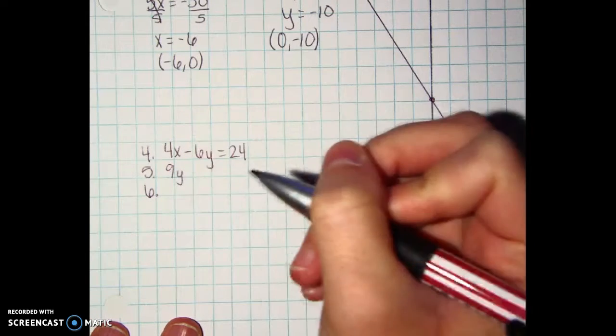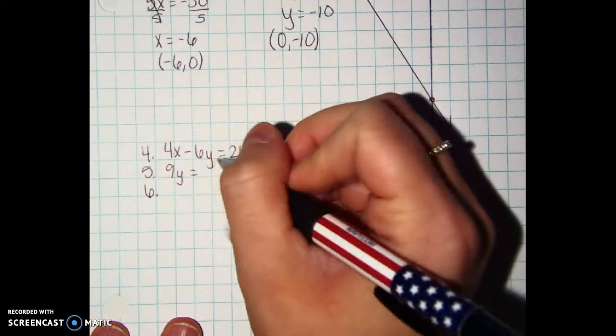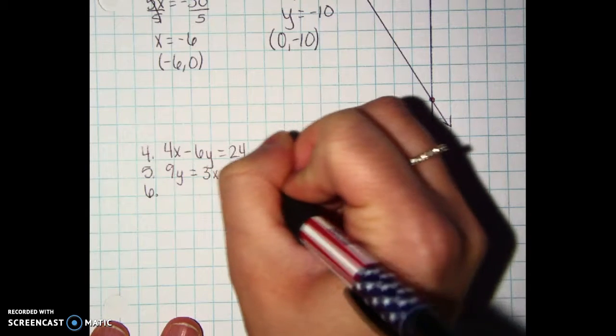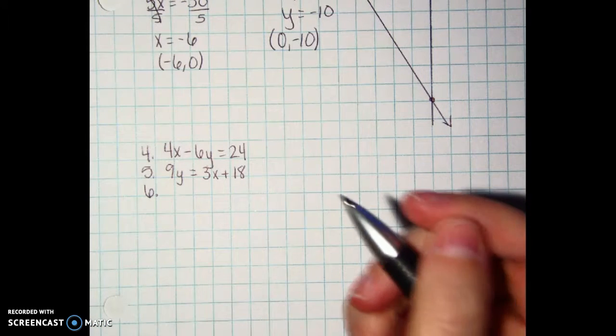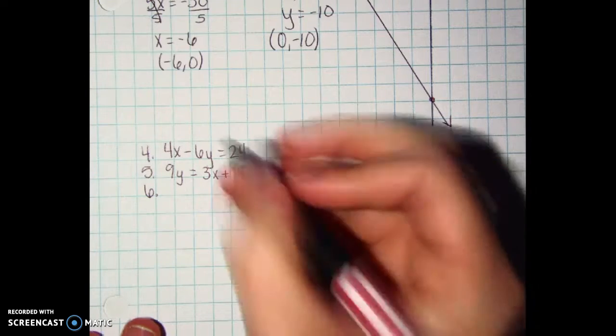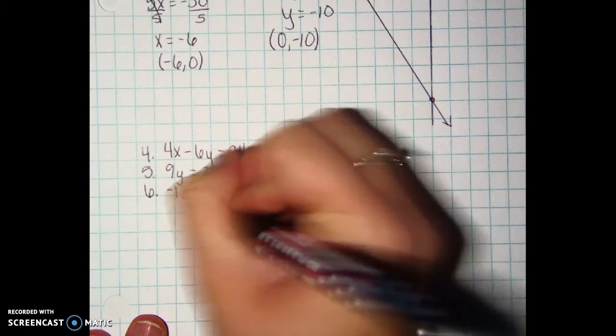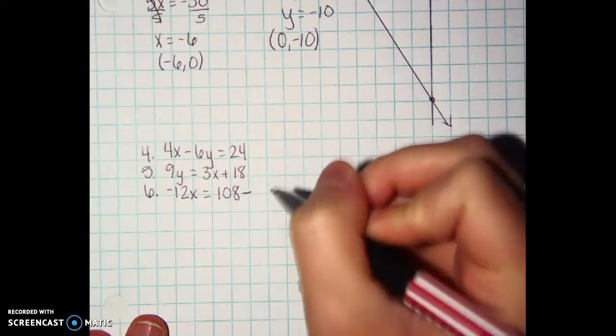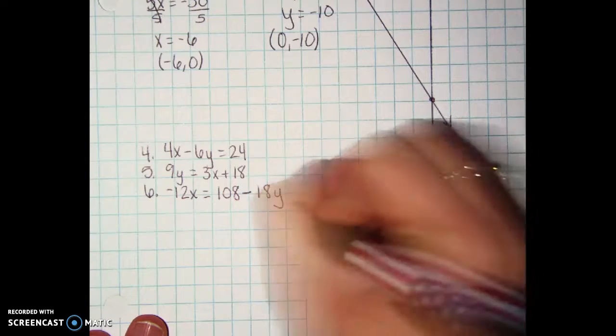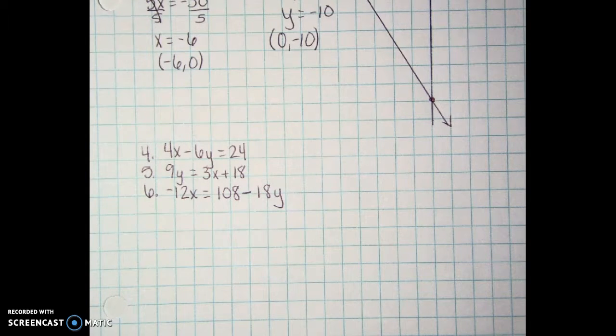Nine y equals 3x plus 18. And the last one, let me find one here, is negative 12x equals 108 minus 18y. Okay, so find the x and y intercepts for those 3 equations and then graph it and then turn it in. So hopefully you won't have homework this weekend.